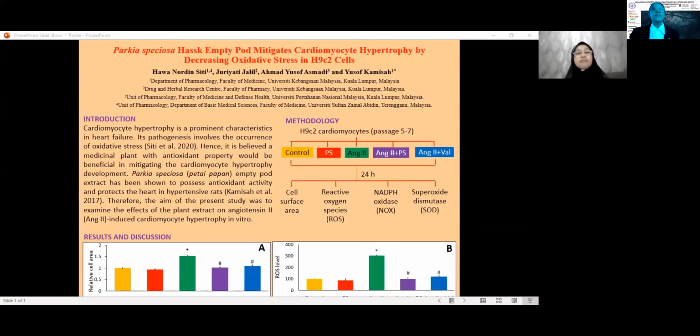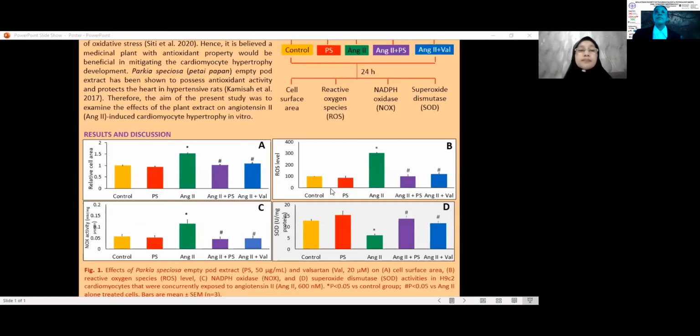Therefore, the study aimed to investigate the effects of the plant extract on angiotensin II induced cardiomyocyte hypertrophy in vitro. In this study, H9C2 cardiomyocytes were divided into 5 groups, namely control, Pakia speciosa extract alone, angiotensin II, angiotensin II plus the extract, and angiotensin II plus valsartan. Valsartan was the positive control. After 24 hours of concurrent incubation, cell surface area, reactive oxygen species, and NADPH oxidase and superoxide dismutase were determined.